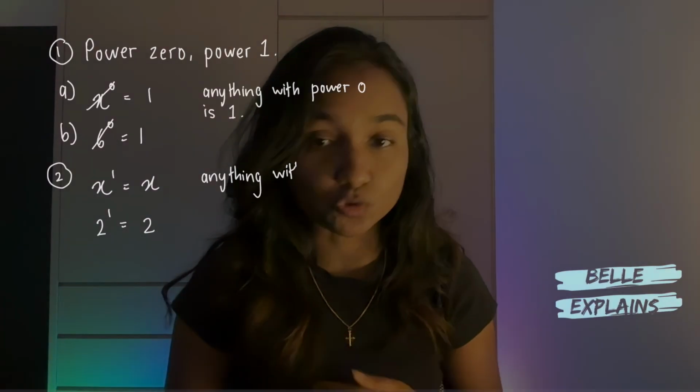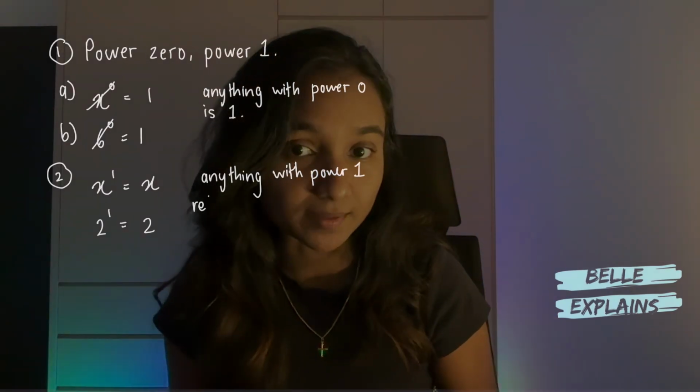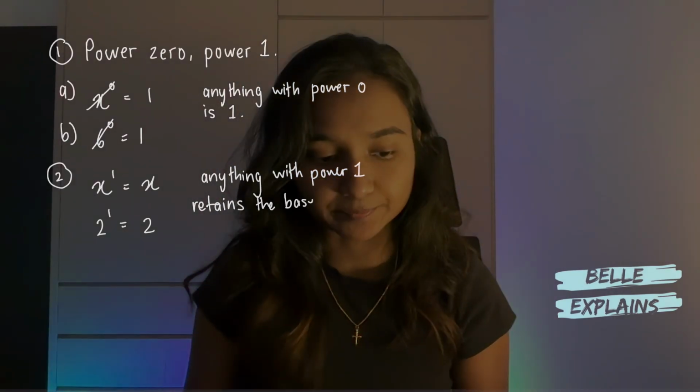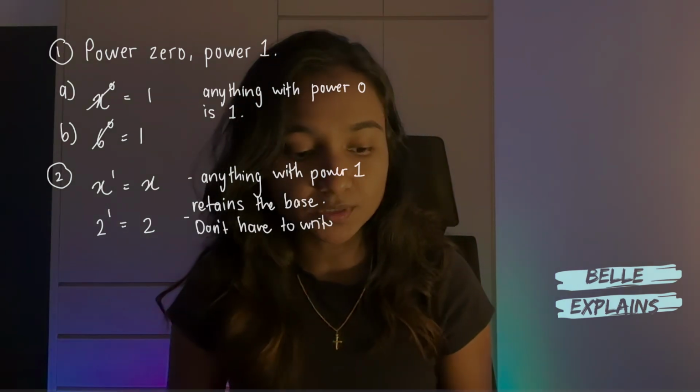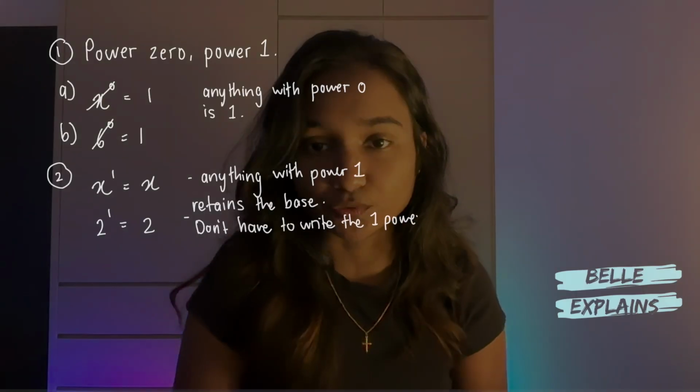Second one is power 1. So anything to the power of 1 will be equal to the base itself, because 1 is negligible and you don't have to write it down. For example, 1x, you don't write the 1, right? You only write the x. So similar for the power as well. If there is no power, it means that there is a power 1, which means you don't have to write it there. So for example, 2 to the power of 1 will also be 2. It will be invisible, you don't have to write it there.